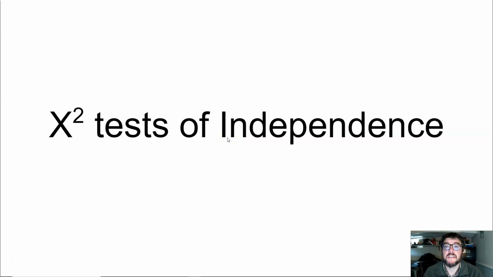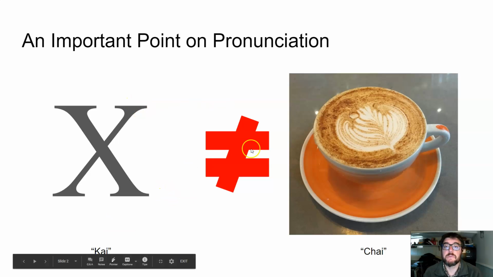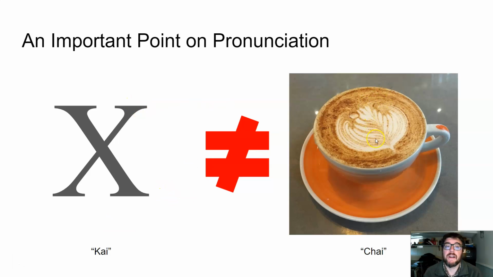The last test that we're going to learn in this class is the chi-square test of independence. First of all, just a reminder that capital X is the Greek letter chi, and sometimes we write it C-H-I. It is not pronounced "chai." That is a synonym for the delicious tea.